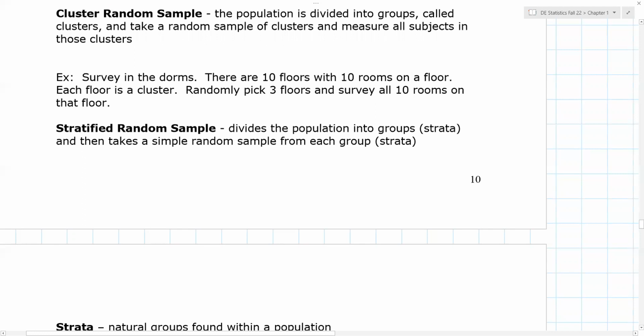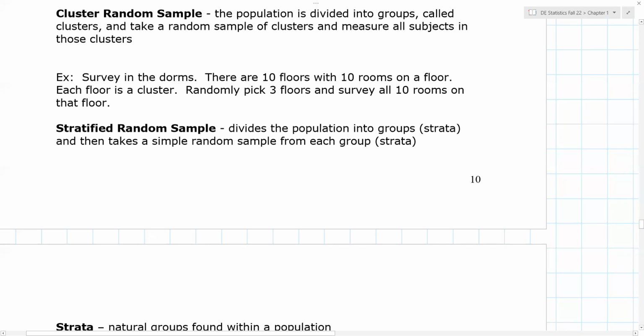These strata are much larger. They contain a lot more people. And then from within each strata, I randomly select individuals. The reason that stratified sampling is commonly used and really powerful is it allows you to really accurately represent your population in your sample.